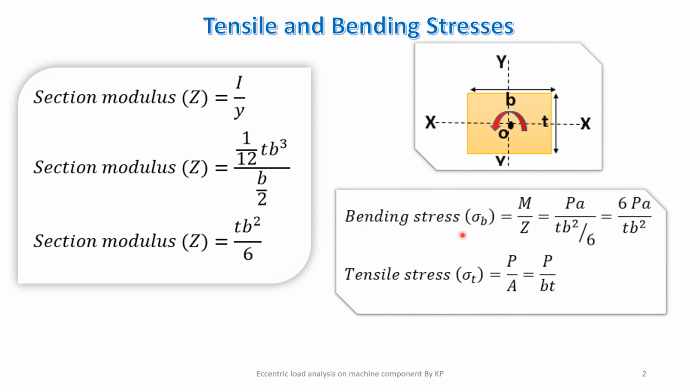This is the value of bending stress. The tensile stress because of the direct tensile load at the center is equal to load divided by area of cross section, which is uniformly distributed. So this is equal to P divided by area, here b into t, so P divided by b t, which is uniformly distributed. So we see how to find out the value of bending stress and the value of the tensile stress.